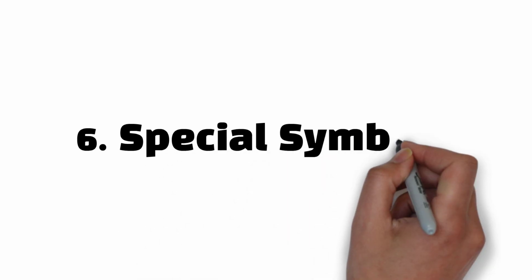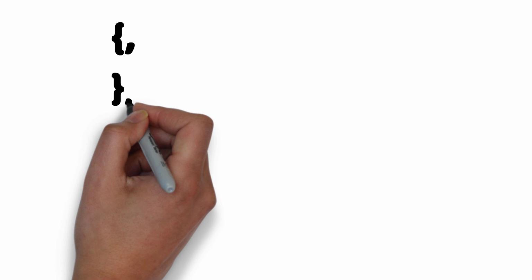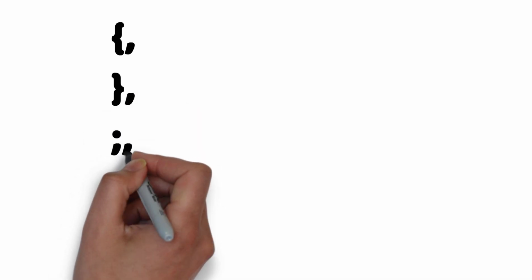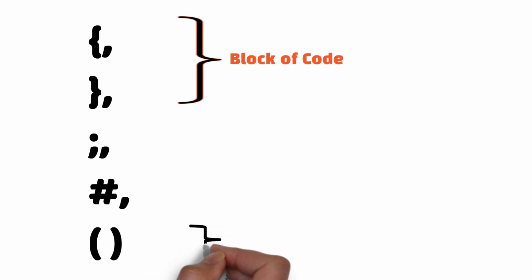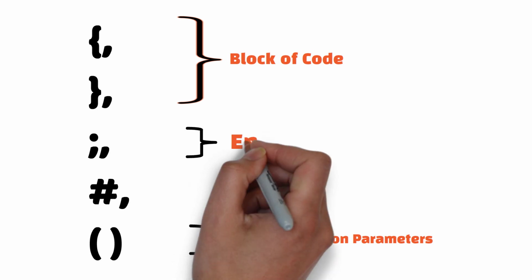Finally, we have some special symbols. These symbols include opening curly bracket, closing curly bracket, semicolon, hash, and parentheses. Each have a specific purpose. For example, the opening and closing curly brackets define a block of code, whereas the round brackets enclose function parameters and the semicolon marks the end of a statement.